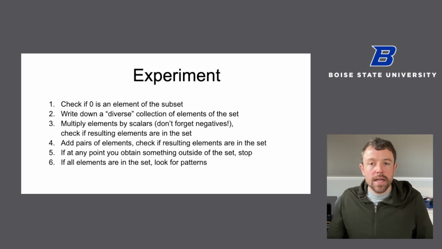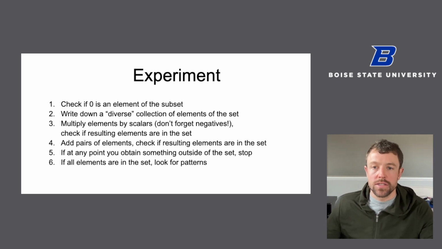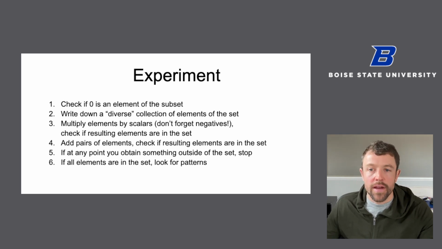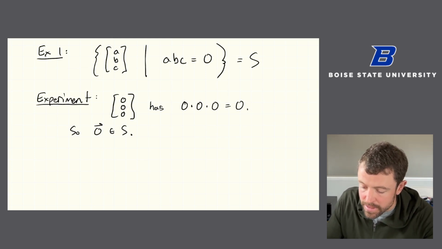All right, so the next thing I want to do, and this is a really important step in experimenting, we don't want to jump ahead to just doing stuff. It can be tempting to just start adding vectors, start multiplying vectors to see what happens. We want to make sure that we write down a diverse collection of elements of the set. And what I mean by diverse will hopefully be made clear when I start writing down some examples. So let's write down some elements that are in S.